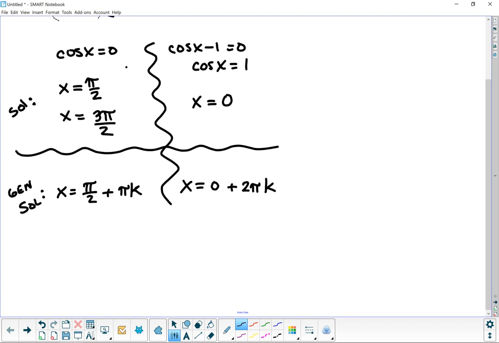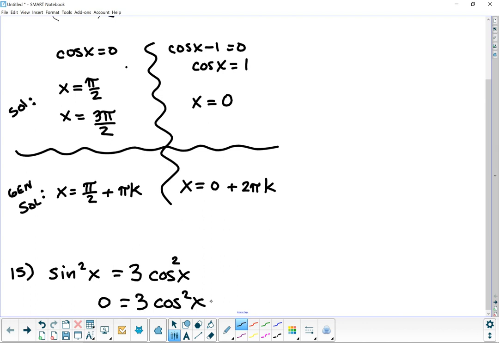15. 15 is sine squared x equals 3 cosine squared x. This one looks interesting. I think I'm going to go ahead and subtract the sine squared x over. Yeah, why not? So it's going to be 0 equals 3 cosine squared x minus sine squared x.